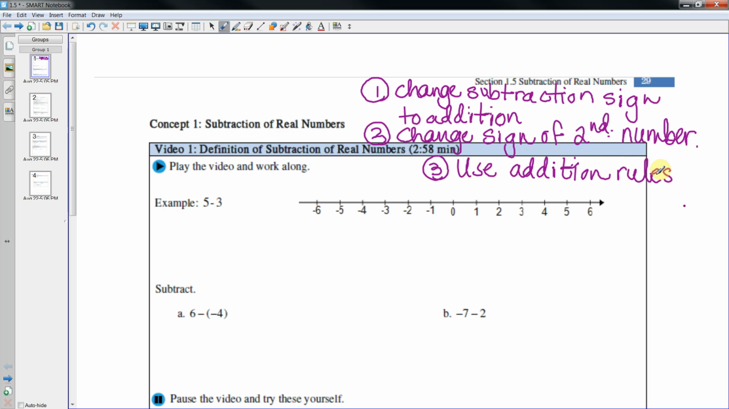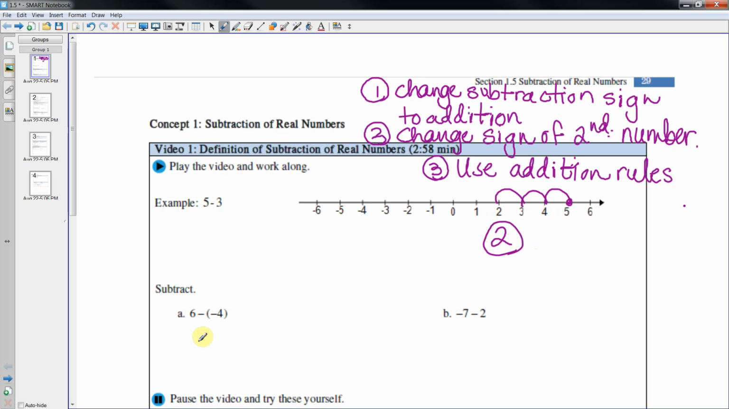So on 5 minus 3, we're going to do some with the number line. We'll do a few of those. On 5 minus 3, I start with 5. I'm taking away 3, so I'm subtracting 3, so I'm moving down 3 spots. I end up on 2. 5 minus 3 is 2.